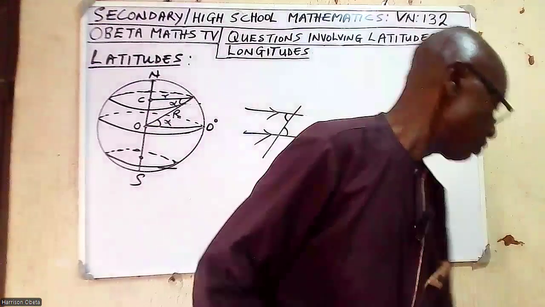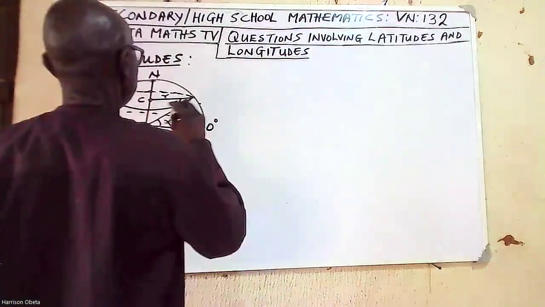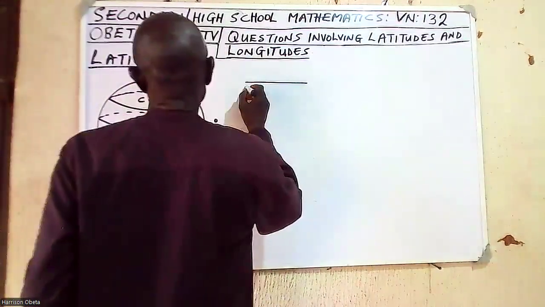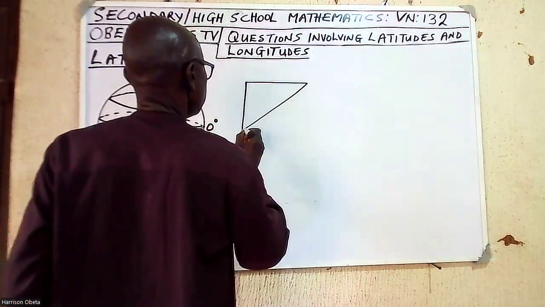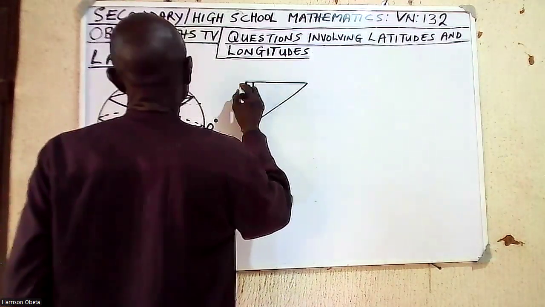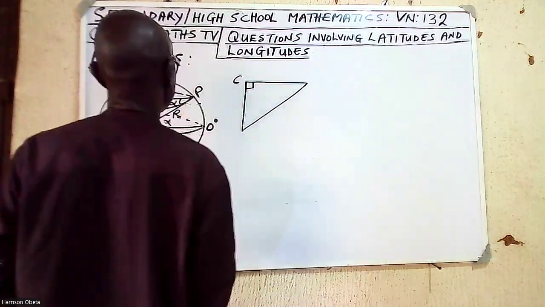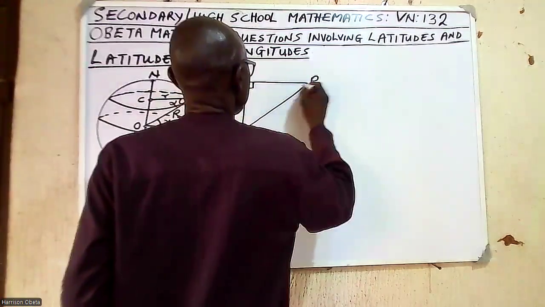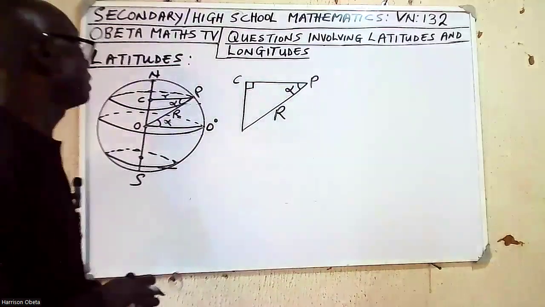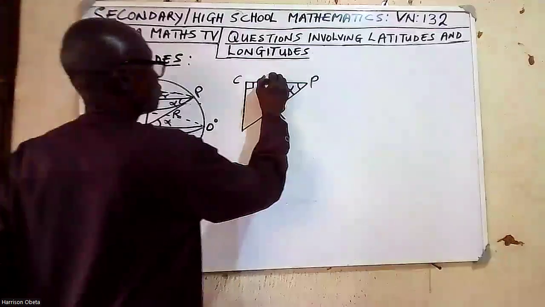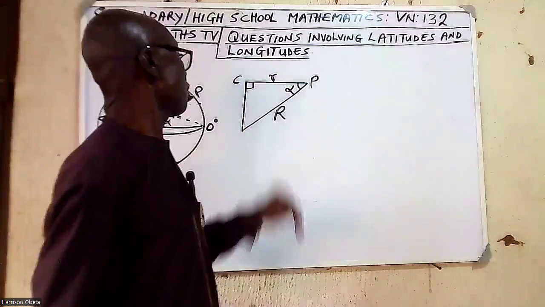Now, bringing it out, let's draw, we have something like this. This angle is 90 degrees, this is our C. Let us call this P, for instance. Then this is our P, and then we have our alpha here. This is our capital R. And then this is small r. Now, we want to find this small r.